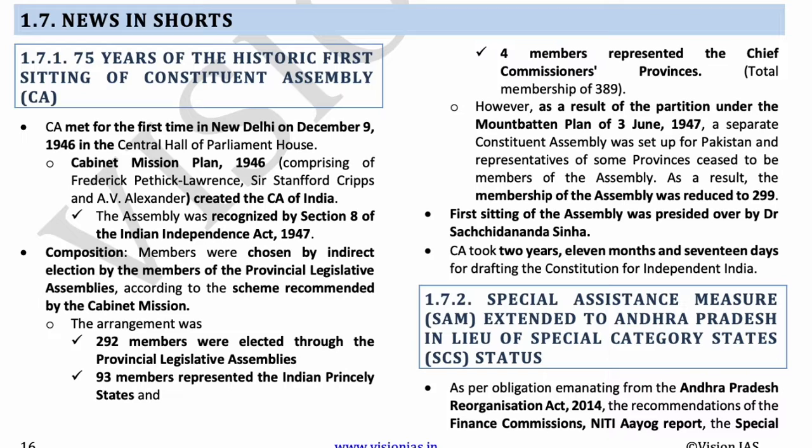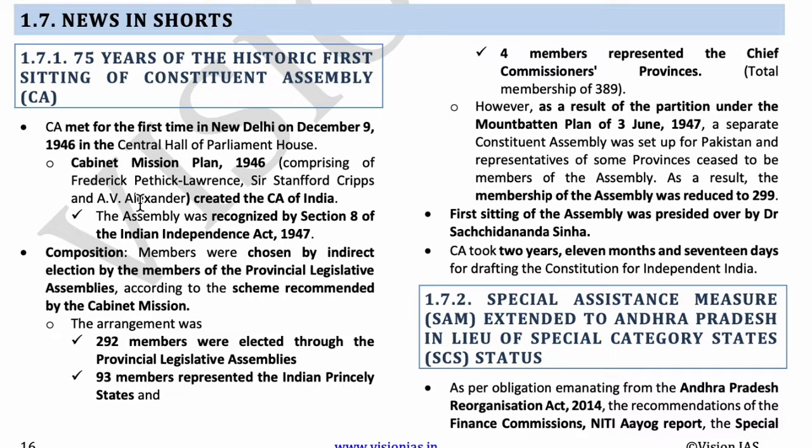Okay, so this mission consists of three members. First is Frederick Pethick Lawrence. He is actually the Secretary of State for India. And the next one is Sir Stafford Cripps. He is the President of the Board of Trade. And next is A.V. Alexander. He is the First Lord of the Admiralty. Okay, so these are the members of this Cabinet Mission.